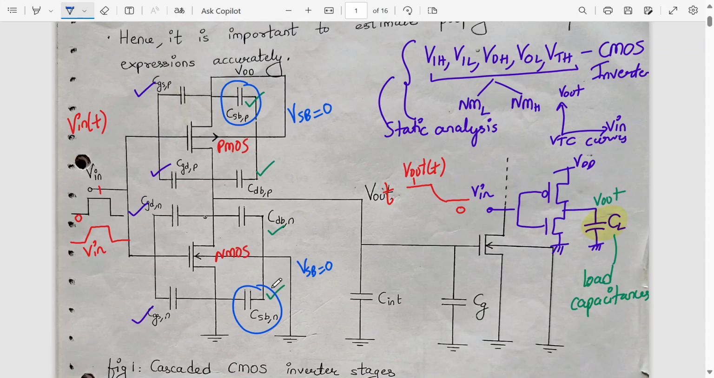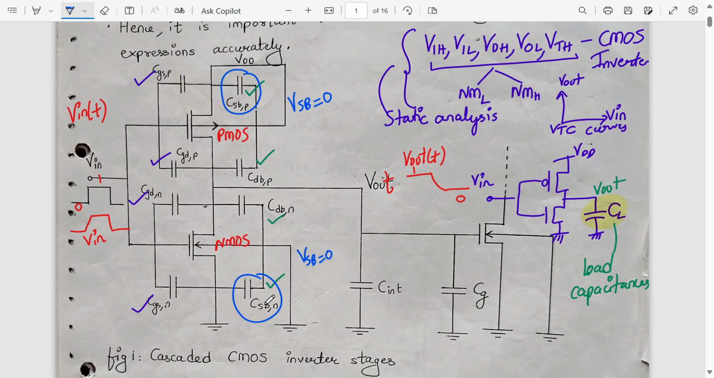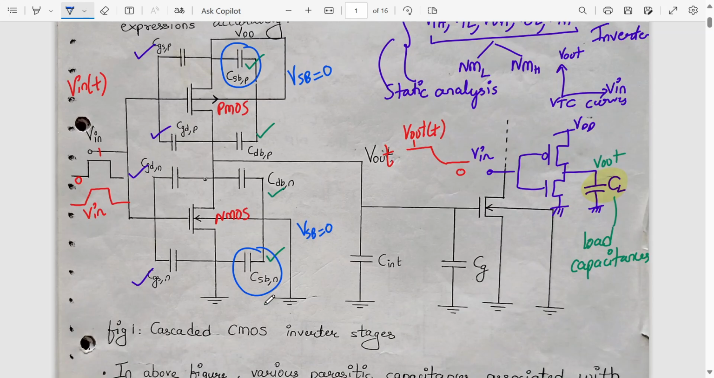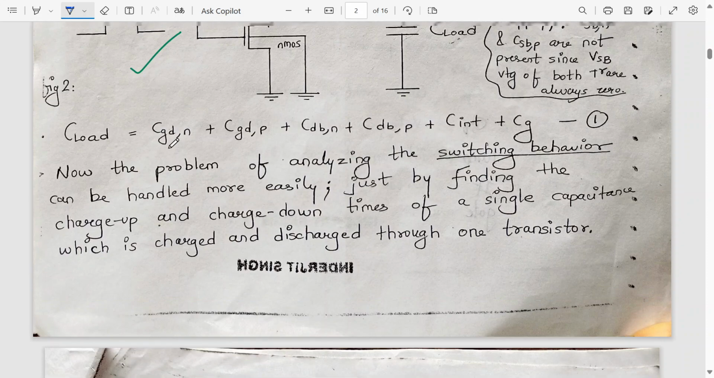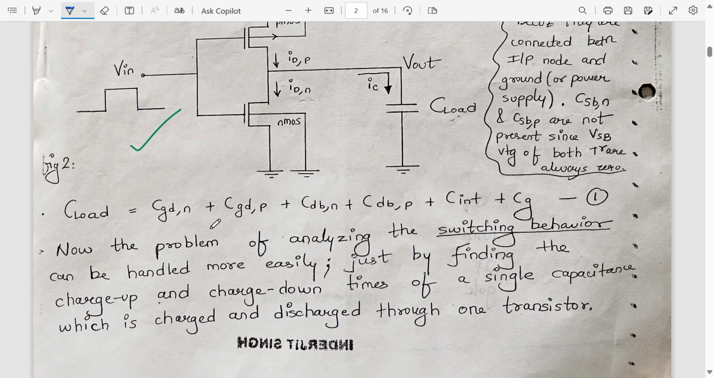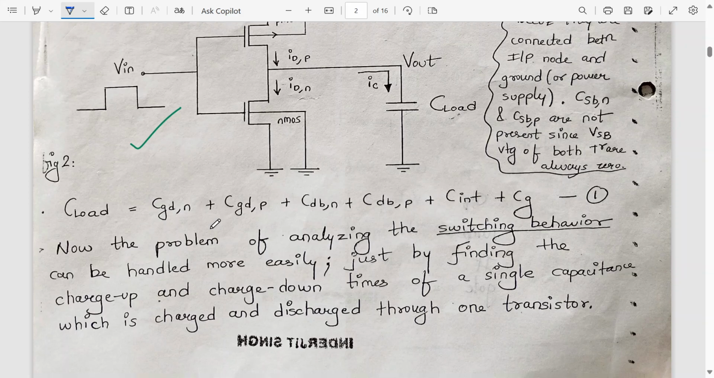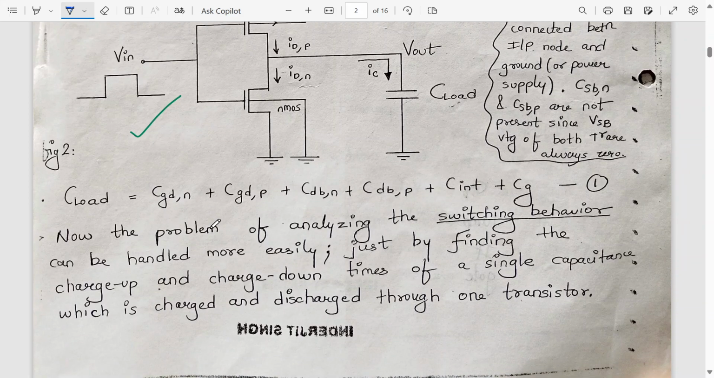Now there will be many circuits where the substrate terminal or body terminal won't be connected to supply for a PMOS and ground for an NMOS. In those cases these capacitances are included. Right now, these VSBN and VSBP are not present since the VSB voltages are zero. Agree? So C load is a combination of all of these capacitances. Some are junction capacitances, some are area capacitances. Some have a direct formula, Cox W into L. Some are voltage dependent also.